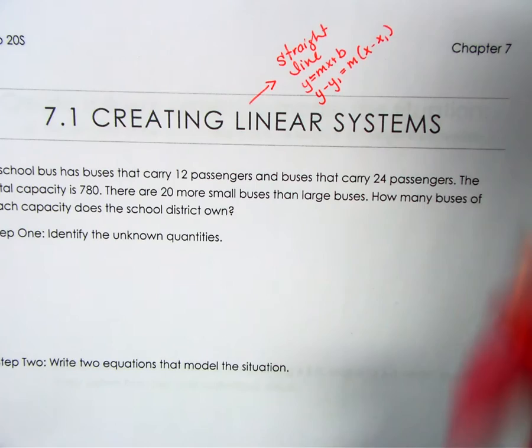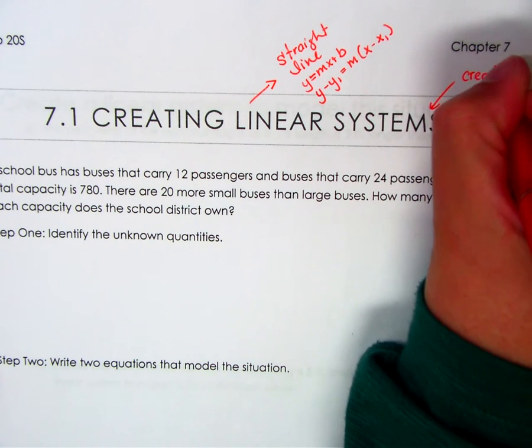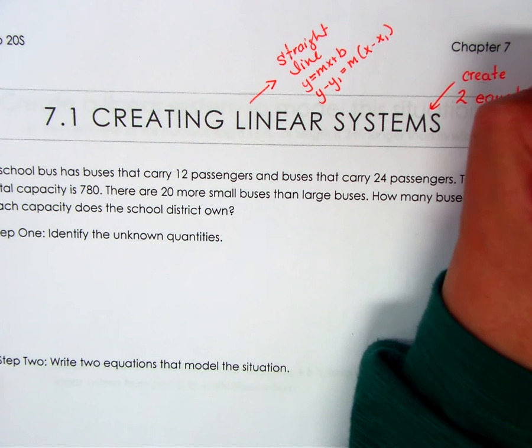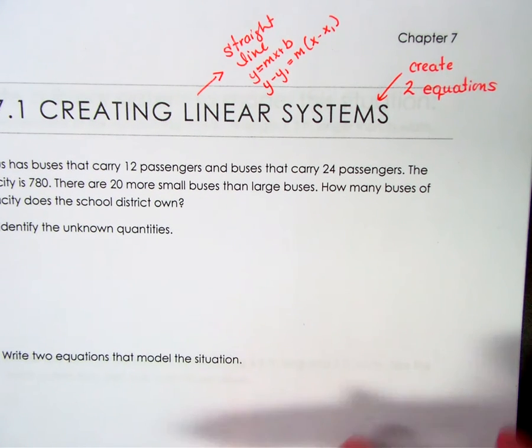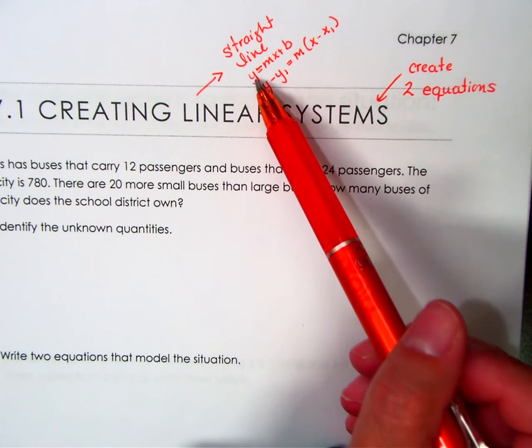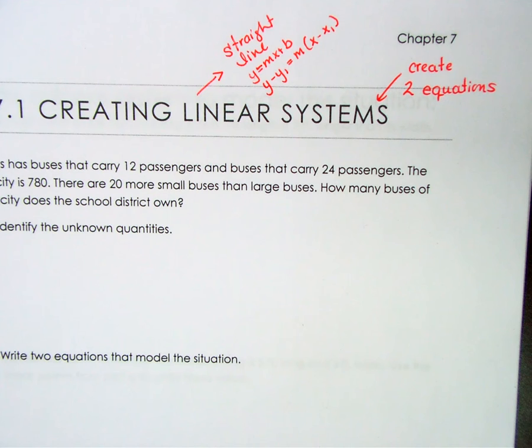And a system is we're going to create two equations. So that's what the system part of it is. We're going to create the two equations to make up the system. So if you have two variables, you're going to have two equations. If you have three variables, you're going to have three equations. Four variables, we're going to stick in the world of two variables. And so our variables, like in these equations, would be the y and the x. The m is our slope and the b is the y-intercept.